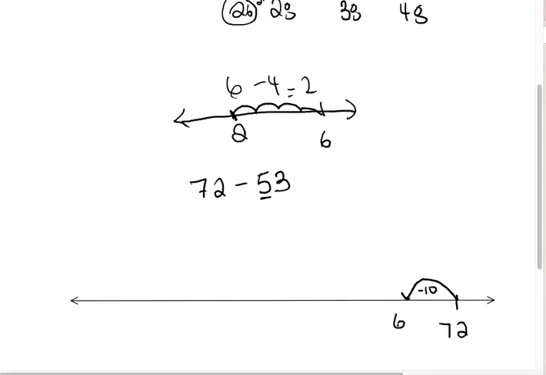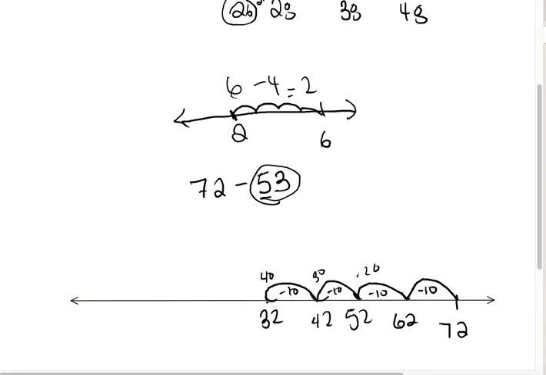minus 10. That brings us to 62. Take away another minus 10. Now we've taken away minus 20. Minus 10, 42. Minus 10 is 32. And it's important to keep track of how many we've taken away. We've taken away 20, 30, 40. So we can still take away more because we have to take away 53. The difference has to be 53 between the numbers. So now we've taken away 50, and we're at 22.